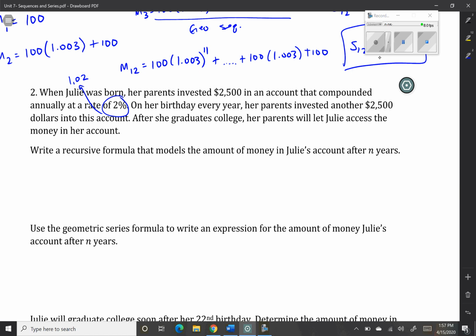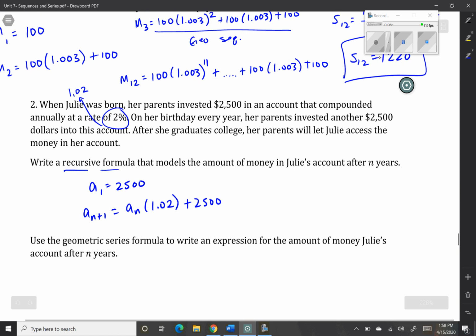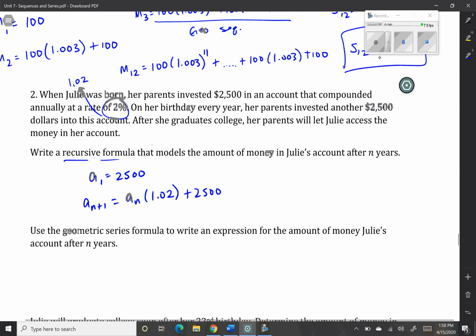So to write a recursive formula, recursive means we need two things. We need the initial value, so the first year is $2,500, and we need a rule. To find the next year's value, we're going to take the previous year's value, multiply it by 1.02, and add another $2,500. So that's my rule. Now this sequence, if we were to write the sequence out, is going to look very similar to the one we just did up here with the $100 a month, right?